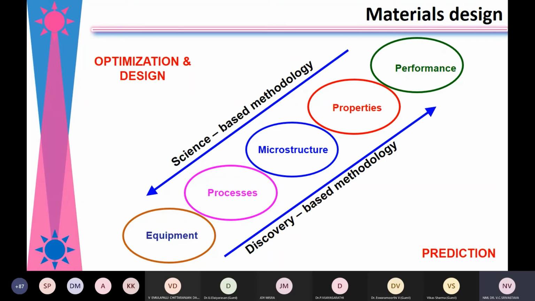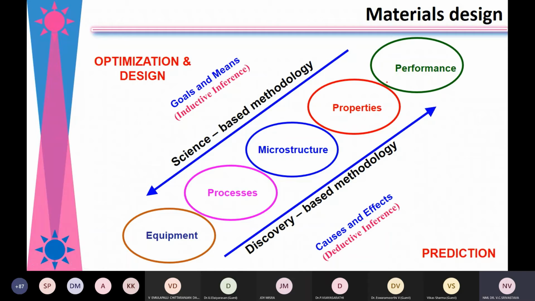And what happens is that in one way, you know that your product has to perform in such a way, and then you go back to the list of properties of materials you have and microstructure you have. So this is called science-based methodology, where you know what performance your product has to have, and we call it inductive inference. Basically, the science-based techniques are based on an inductive inference system, where you decide what performance you have to have. Then you start choosing from this, and based on the goals and means, you think inductively and decide that for this performance, based on the databases, what process equipment we have to choose.